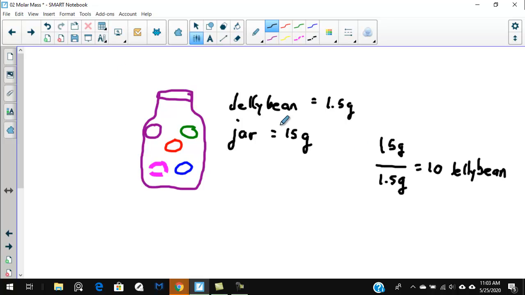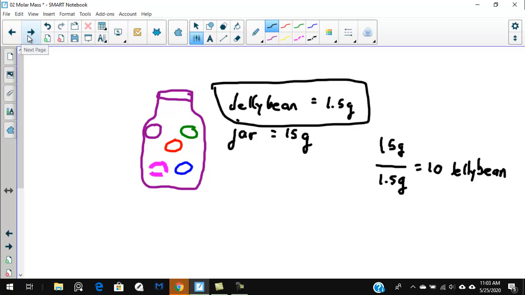So the first thing we've got to do is get this relationship. Let's say that was true for jelly beans: one jelly bean is 1.5 grams. What's the relationship for atoms and molecules? How are atoms and molecules connected to mass? That's where these next two pieces of information come in.